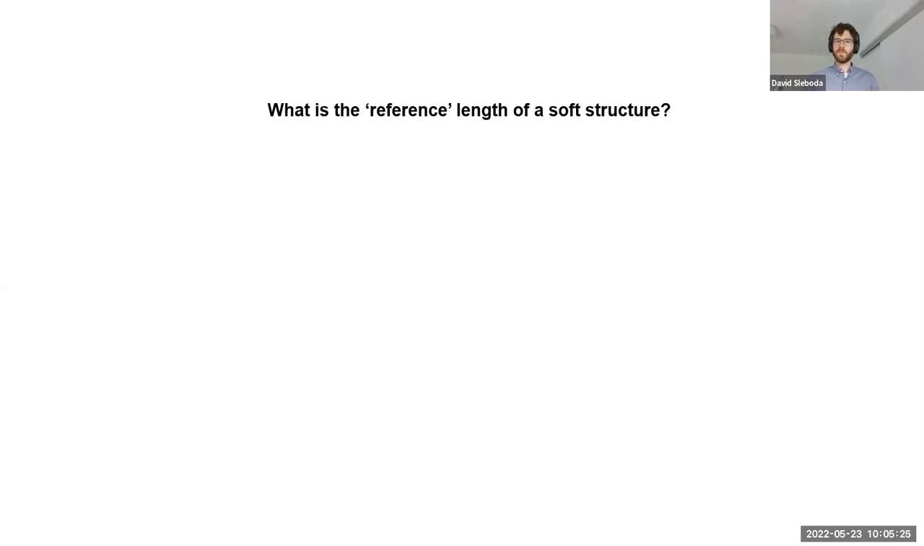I think this is a question that pretty much any researcher that's trying to characterize the material properties of a soft material or a soft structure is inevitably going to run into. And I really like this term, reference length, but you might hear this question phrased in slightly different ways. You might hear, what is the rest length of a material or a structure? What is the initial length, or even the original length of a material? For the sake of this talk, you can consider all these terms synonymous.